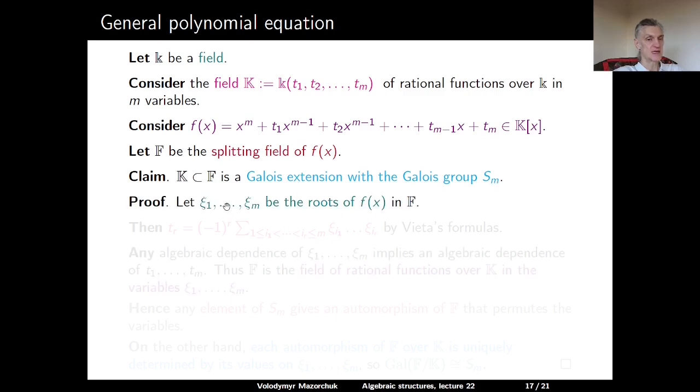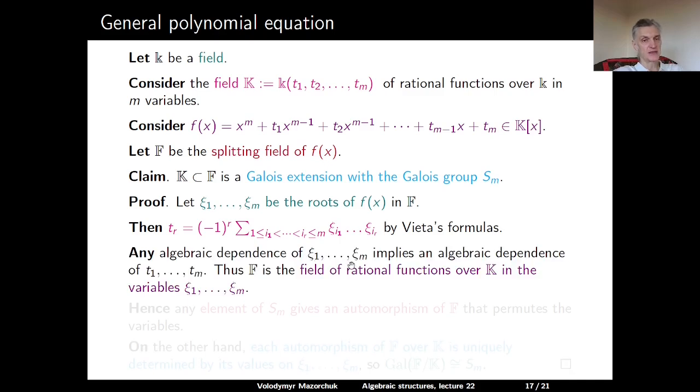Proof: let xi_1 and so on xi_m be the roots of our polynomial f of x in our splitting field capital F. Then, by Vieta's formulas, we can write each t_r, each coefficient here, as minus 1 to the power r times the sum over all i_1 and so on i_r, where i_1 is greater than or equal to 1, i_2 is greater than i_1 and so on, i_r is greater than i_{r-1}, and i_r is less than or equal to m. And then we take the product xi_{i_1}, xi_{i_2}, and so on xi_{i_r}.